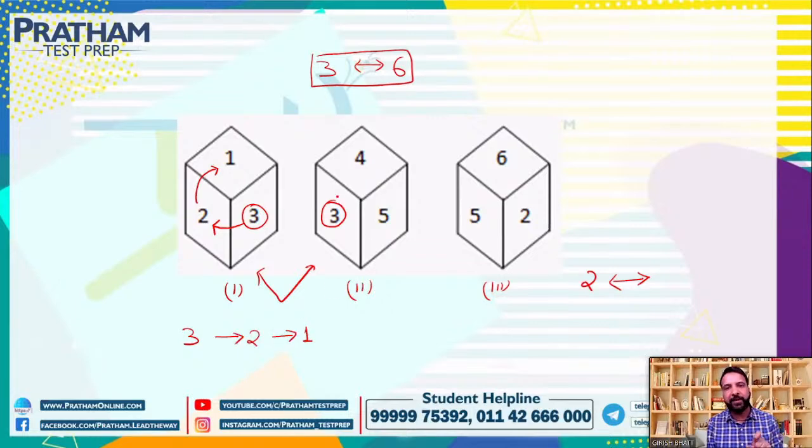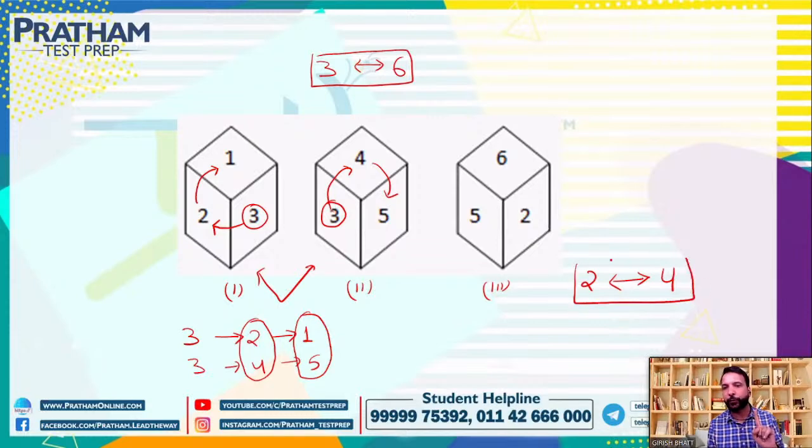Do the same with the second dice. Common point is 3. Then you'll reach 4 in clockwise rotation, and then 5. So from this you have 2 and 4 are opposite, and 1 and 5 are opposite. We are looking for the opposite number of 2. That is 4. I hope this is clear to everyone now.